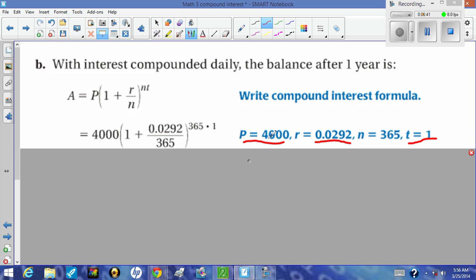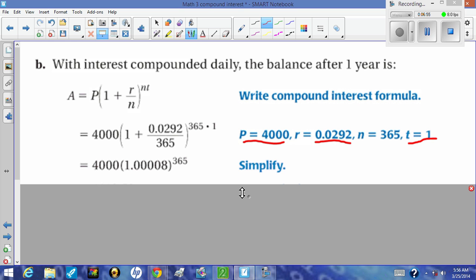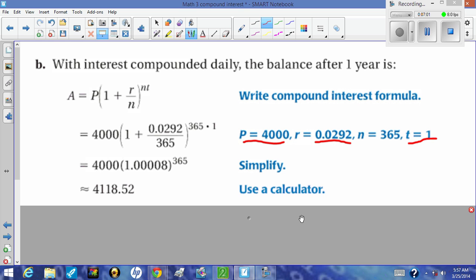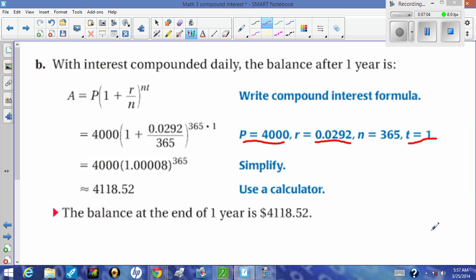So here we go. Identify, plug it in. Again, this is calculator. P, R, N times T, and remember R is a decimal. With simplification using the calculator, we get 4,118.52. So the balance at the end of 1 year is $4,118.52, just a little bit more than if we did it 4 times a year. Now, it doesn't seem like much, but if you did this over 20 years or 50 years, then the money adds up very, very quickly.